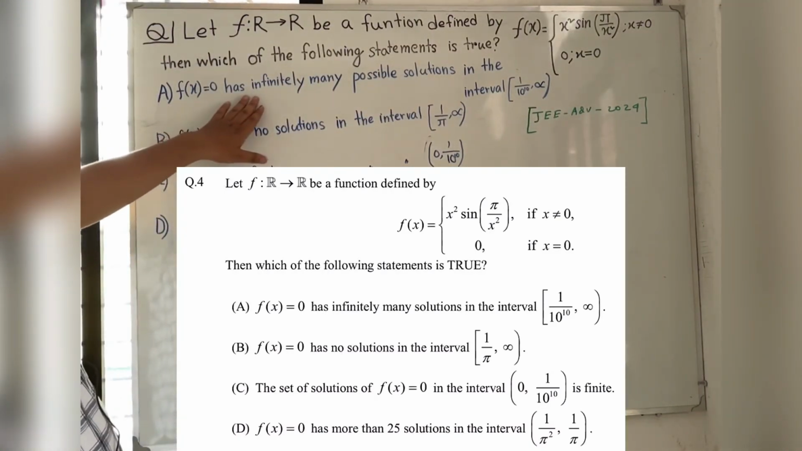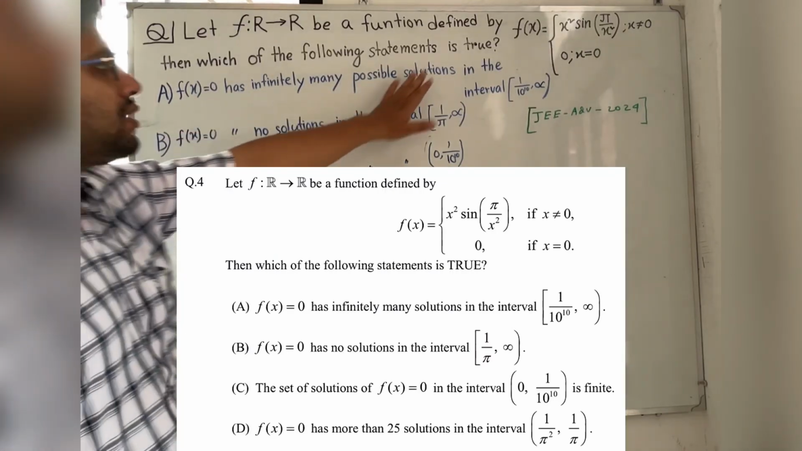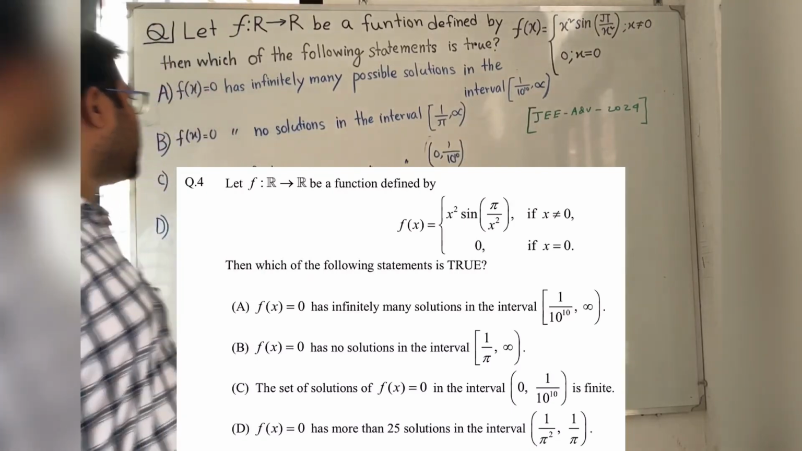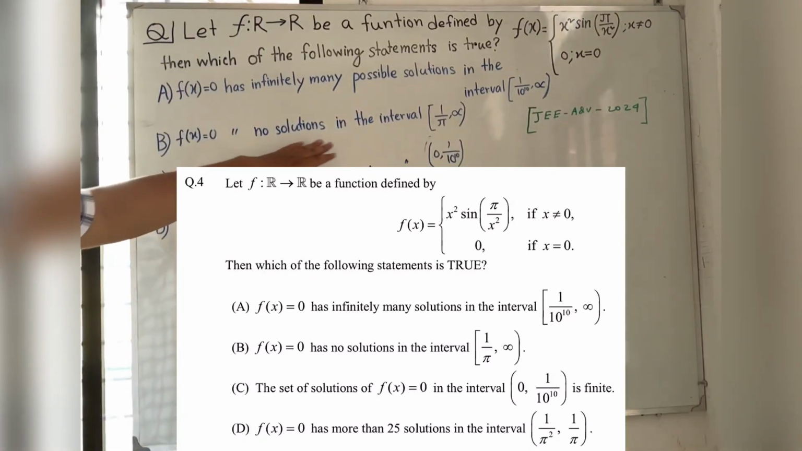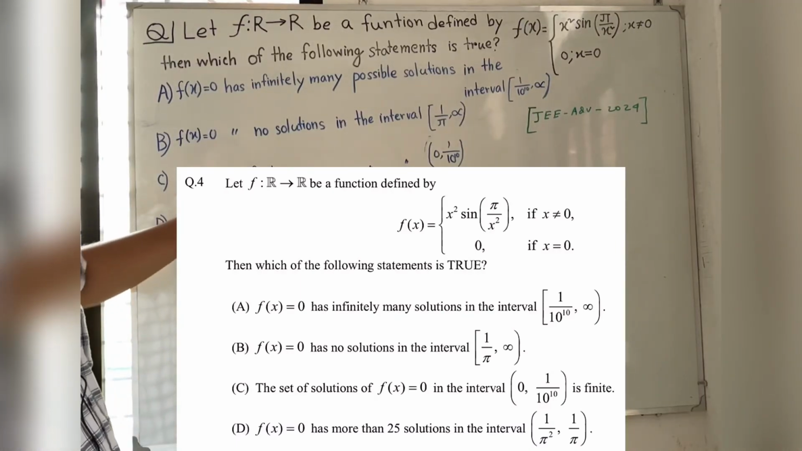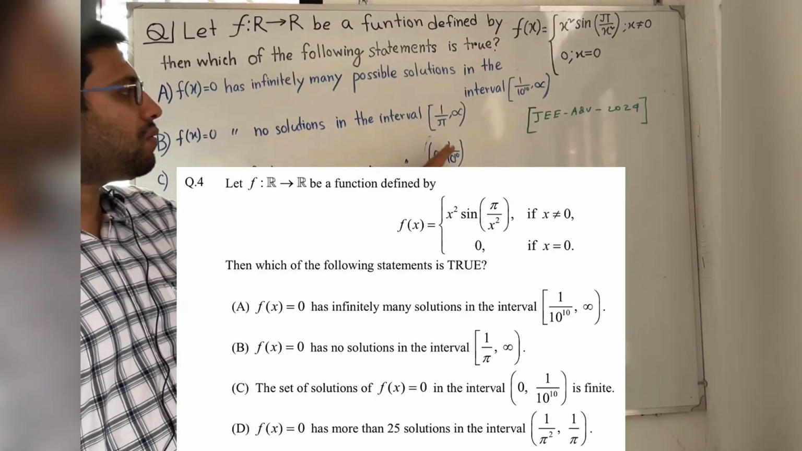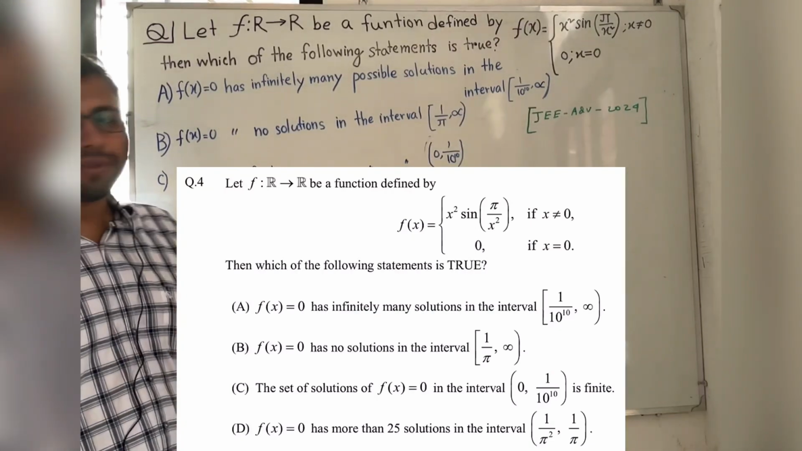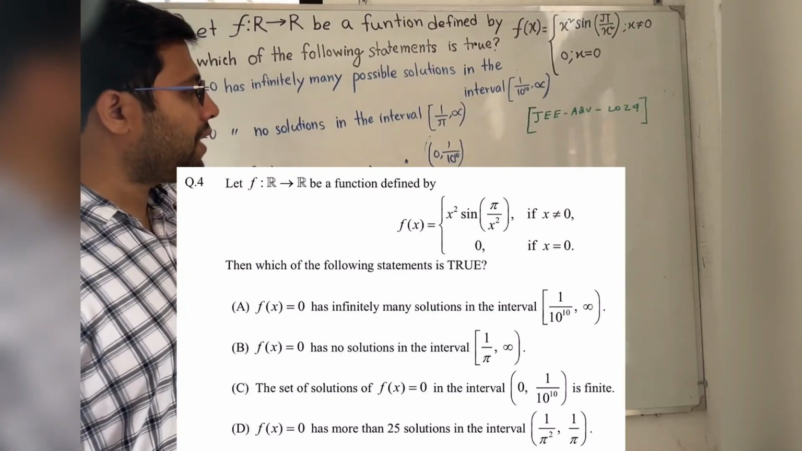f(x) equal to 0 has infinitely many solutions in the interval 1 by 10 to the power 10 to infinity. f(x) has no solution in the interval 1 by pi to infinity. f(x) has finite solutions in the interval 0 to 1 by 10 to the power 10, and f(x) has more than 25 solutions between 1 by pi square to 1 by pi.